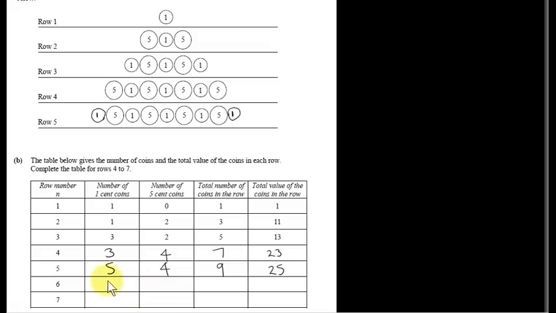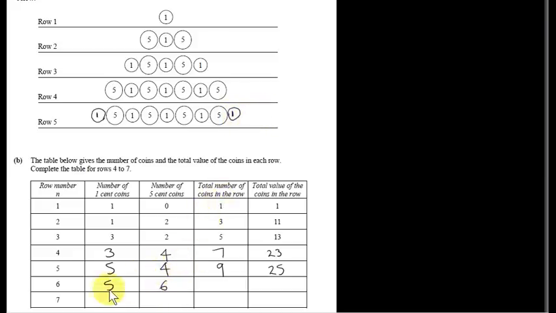Now, I'm not going to show row 6, but the number of 1 cent coins in row 6 will be the same as in row 5, because to get row 6 from row 5, we just add a 5 cent coin onto each side. So I won't bother drawing that out. So the number of 1 cent coins will remain the same as row 5, which is 5. The number of 5 cent coins will increase by 2, because we'll be adding a 5 cent coin onto each side. So we'll have 4 plus 2 is 6.